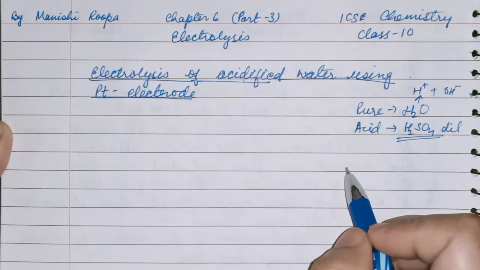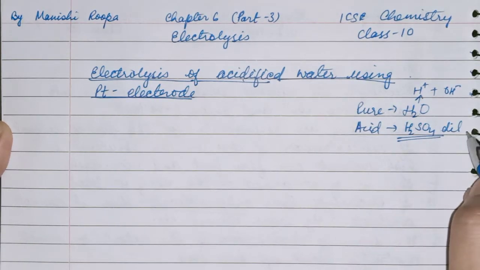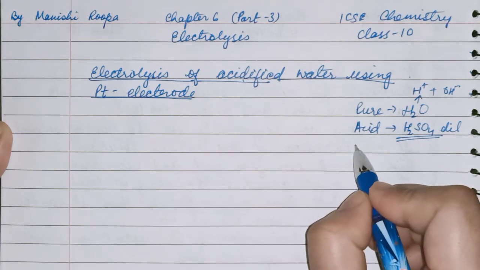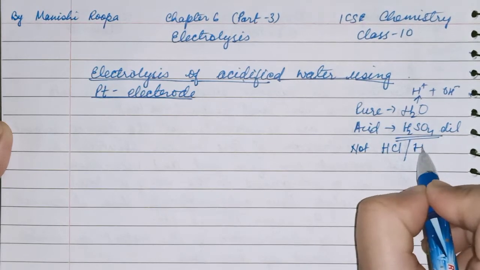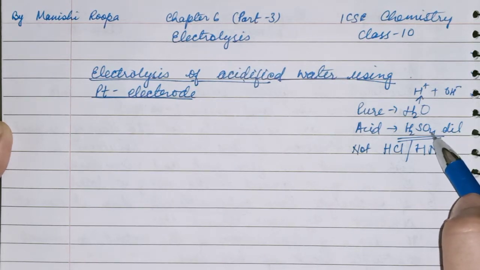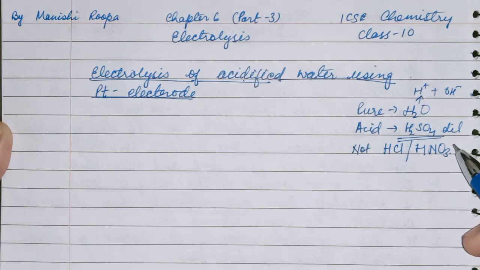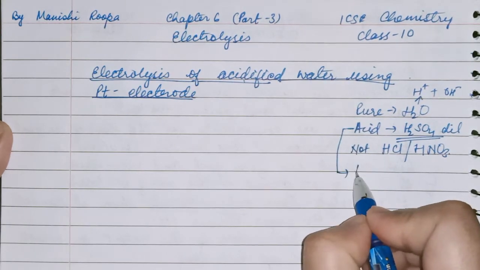Now children, here one question arises: why are we adding dilute H2SO4 only? Why not HCl or HNO3? Here the reason is that H2SO4 is a non-volatile acid. Non-volatile means it will not form vapors.